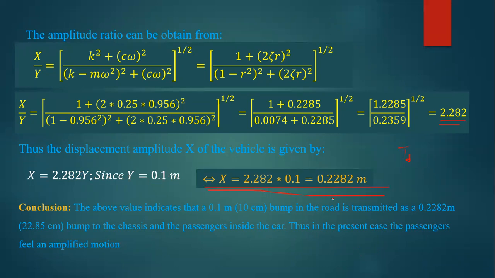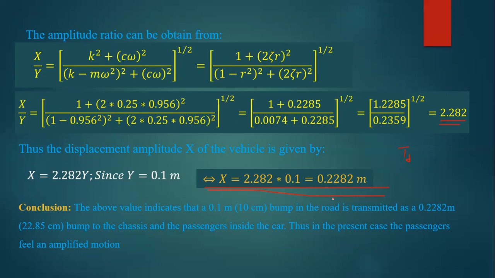So let's conclude what it seems like. In the above case, the 0.1 meter or 10 centimeter bump in the road is transmitted as 0.2282 meter, which is about 22.8 centimeter bump, to the chassis and to the passenger inside the car.